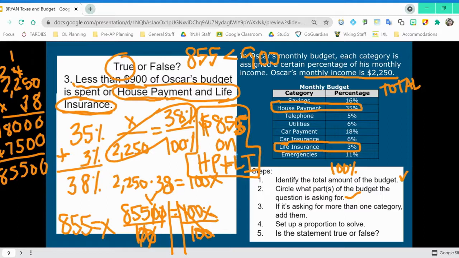So we totaled up his percentage that we were looking for, and then we found the percent of the total that was 38%. And that was $855, which was less than $900, which made this a true statement.